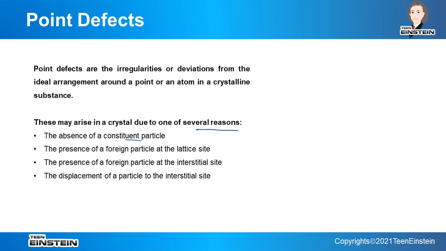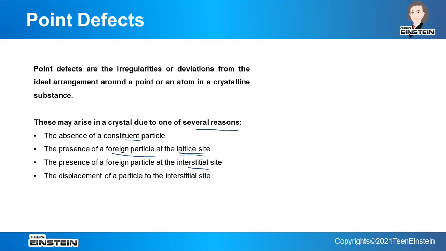That means there will be a defect. Now the second probability is the presence of a foreign particle at the lattice point. When a foreign particle is present, that is also one type of impurity, because this particle should not be present ideally, but it is present. That is why it is a foreign particle. So this is impurity. Presence of a foreign particle at the interstitial site.